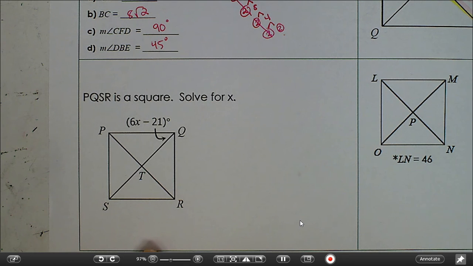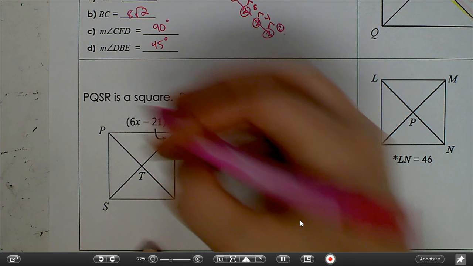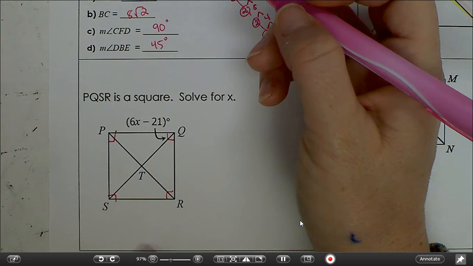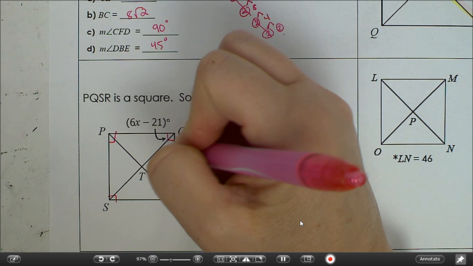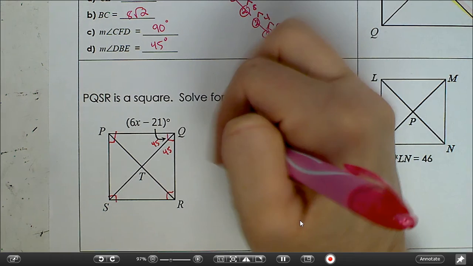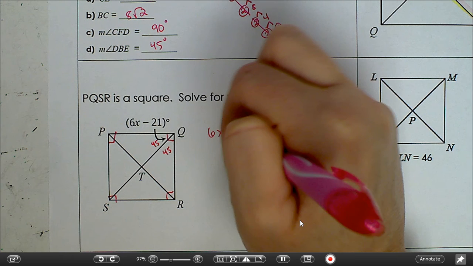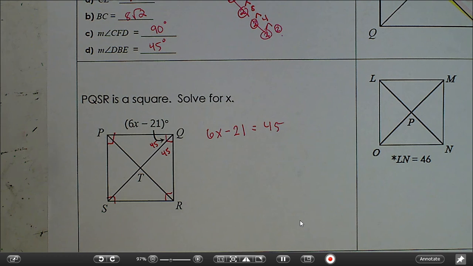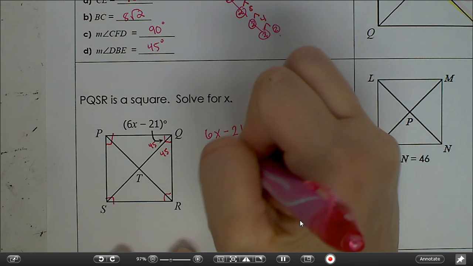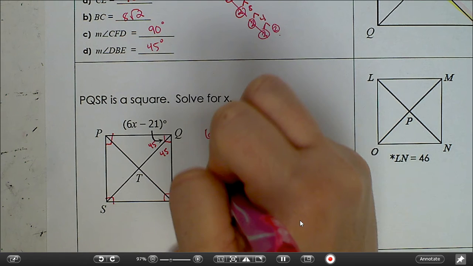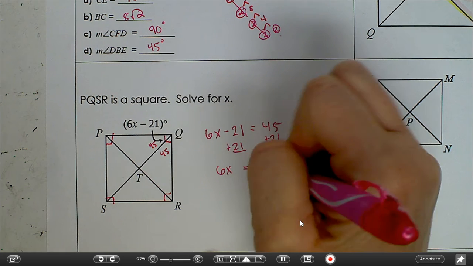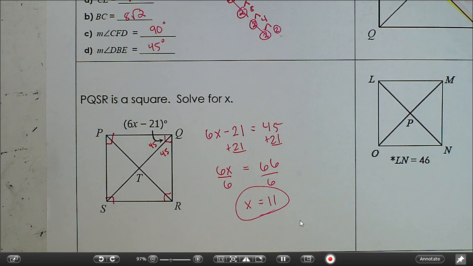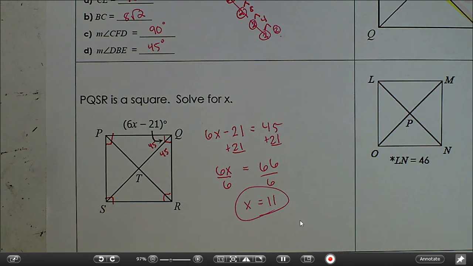PQSR is a square. Solve for x. Well, it's a square, and all of these are 90-degree angles. And the diagonals bisect the angles, which means all of the little ones are 45. So wouldn't it make sense that 6x minus 21 is equal to 45? Again, this is one way to do it. It is not the only way. So if you want me to explain it another way, just let me know, and I will meet you in office hours. X equals 11. Any questions? All right.